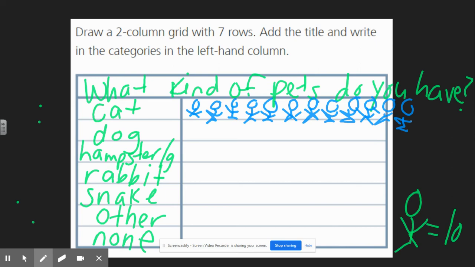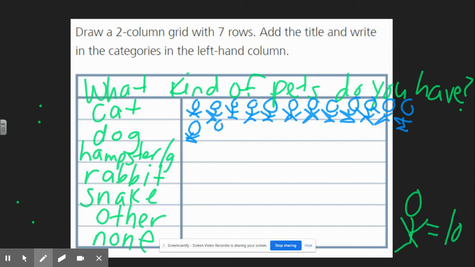So now let's look at how many dogs got votes. We have 100 votes. I want you to guess maybe how many pictures of stick people there would be for dogs. If cats had 120, they had 12 stick figures. How much would dogs have? If you guessed 10, you are correct.